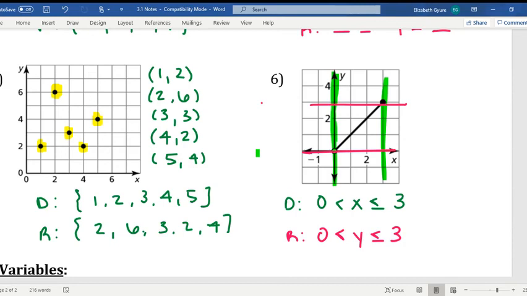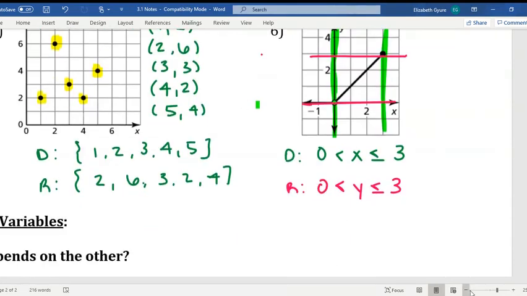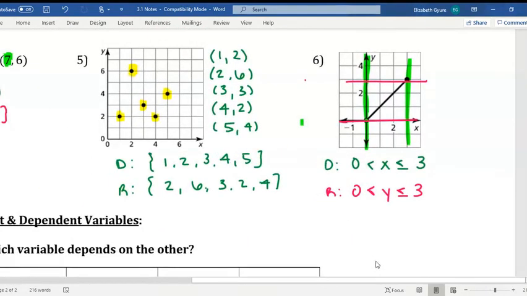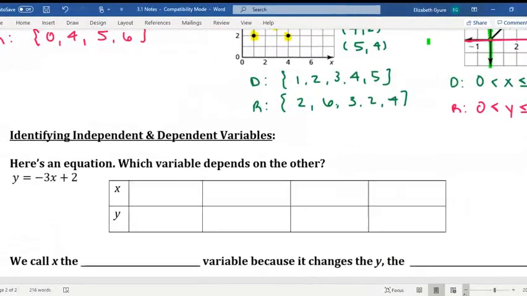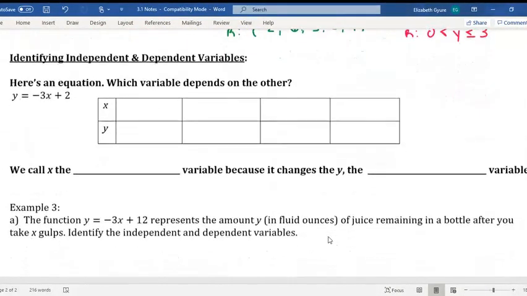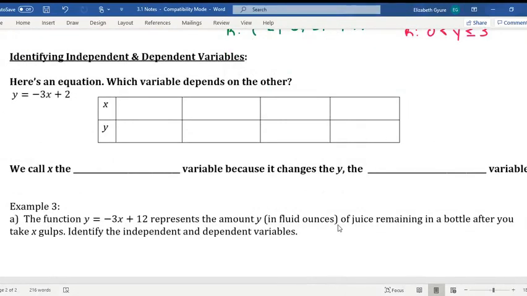All right. And I know we're almost done. I want to look at just one more thing with you guys. We're not going to worry about this chart right now just because we don't have the time. But I do want to talk about independent versus dependent variables.